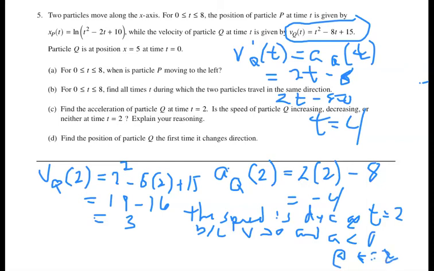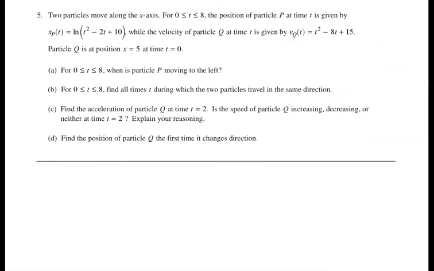So that is the third problem. Or you could also say velocity and acceleration have opposite signs. Next: find the position of particle Q the first time it changes direction. So we actually did this earlier. And this says find position when Q changes direction.